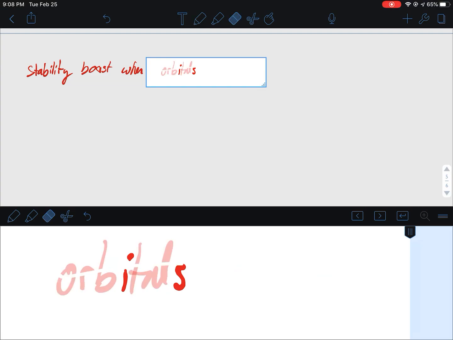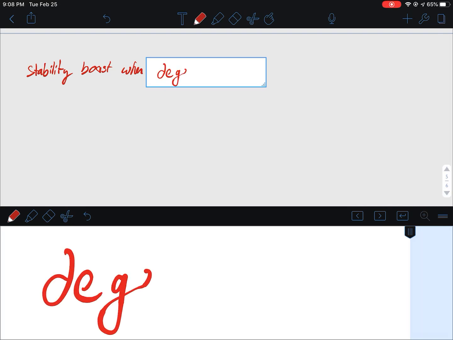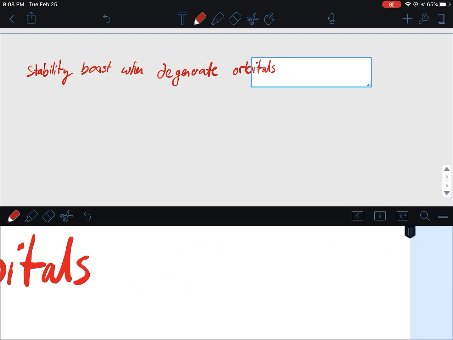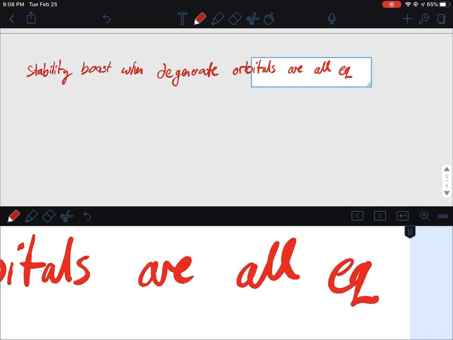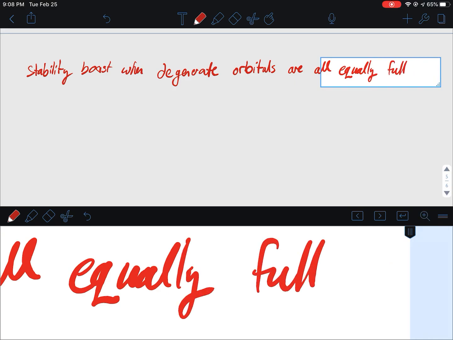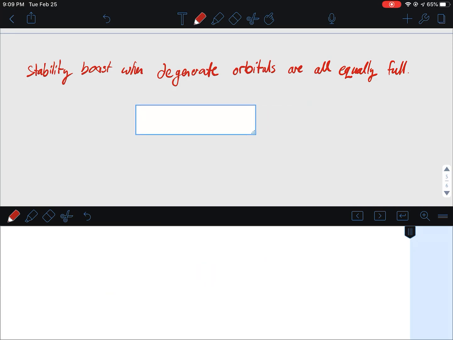So what I mean is all of the same, okay, we want to say degenerate orbitals are all equally full. So this is a tricky statement. I chose it very carefully. There's a stability boost when degenerate orbitals are all equally full.